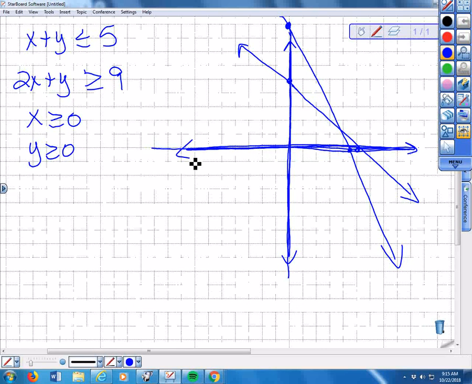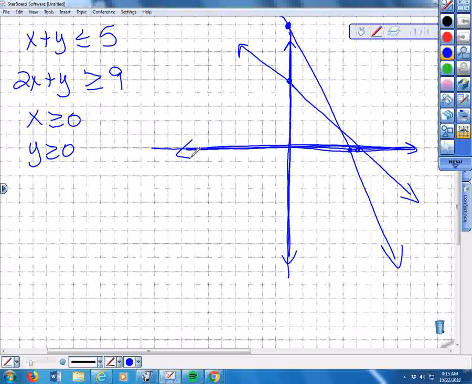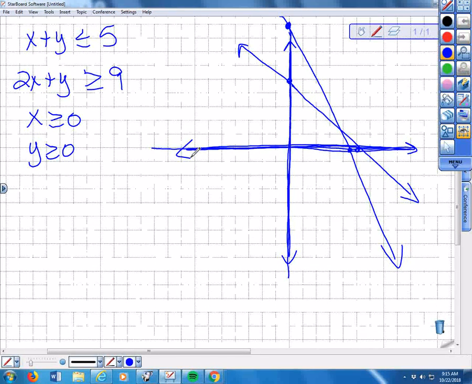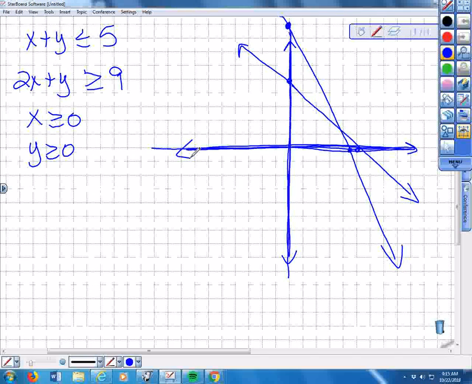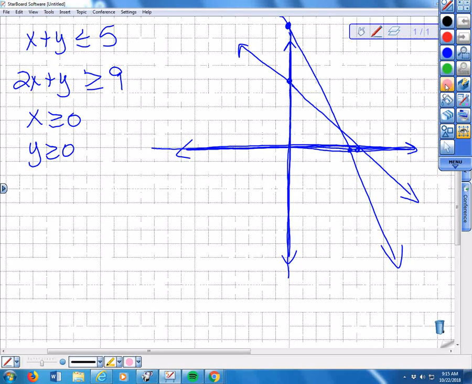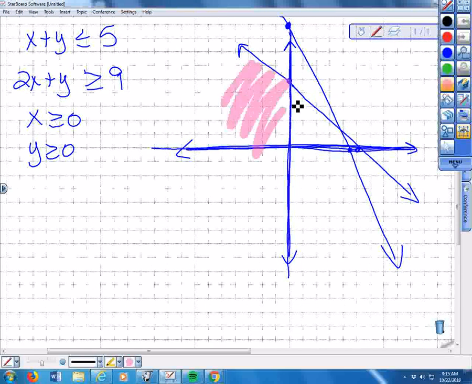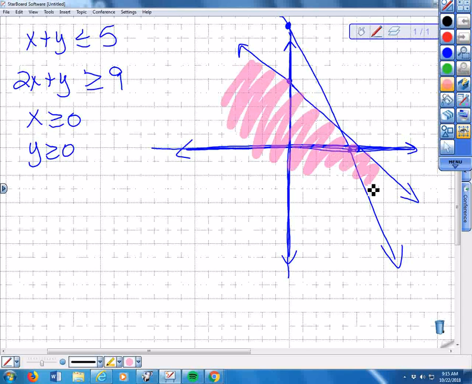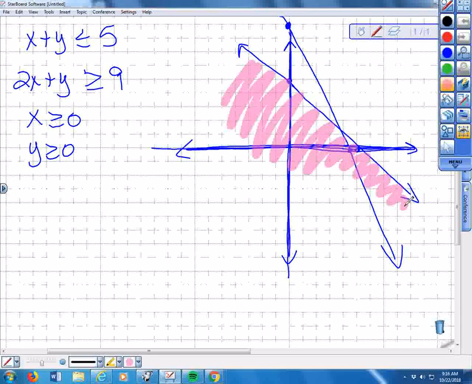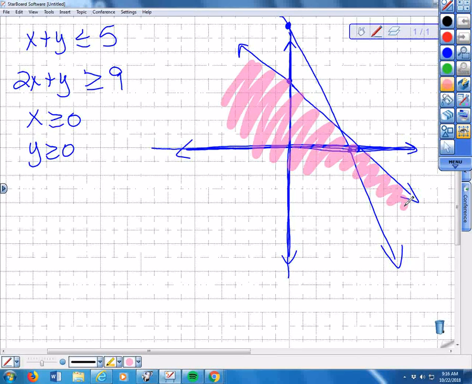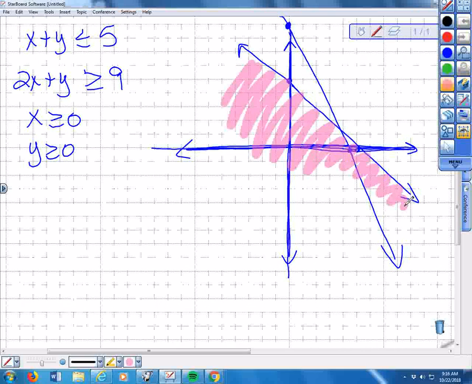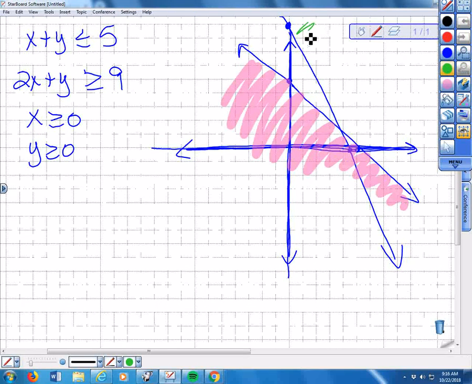So now I've got all my lines drawn. Now I'm going to shade. So I can use 0, 0. Is 0 less than 5? Yes. So that was this one. Everybody see that? Is 0 greater than 9? No. So it's got to be on this side. Let's shade this one with green.